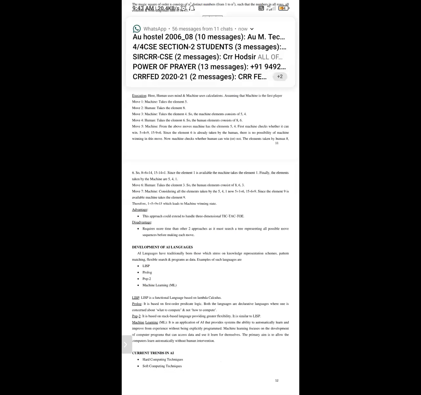Coming to the next one. The disadvantage is that it requires more time than the other two approaches. More time will be taken by this particular approach because it should search the tree representing all possible move sequences before making each move. That means the searching process takes more time. It needs to search whether that particular element is available or not, and whether that position is available or not. So that is the result.